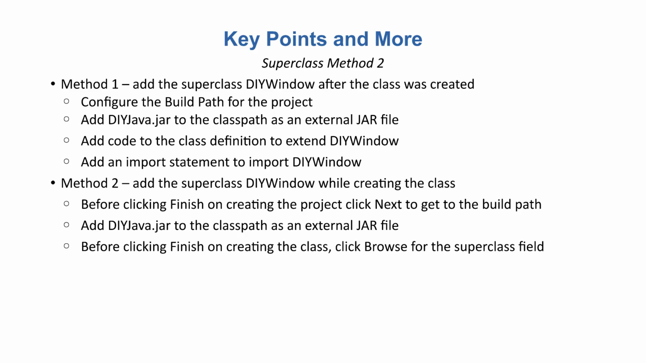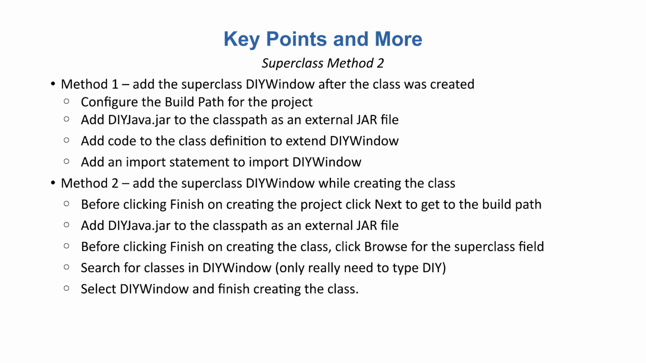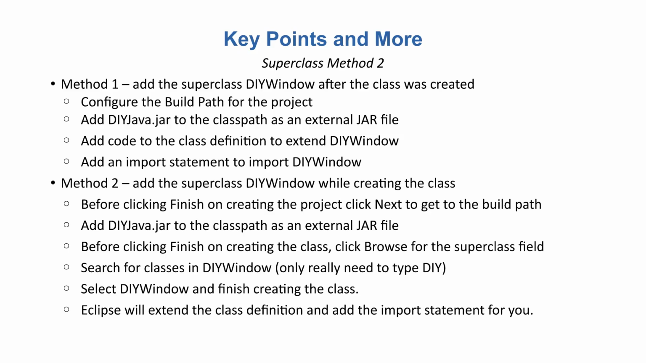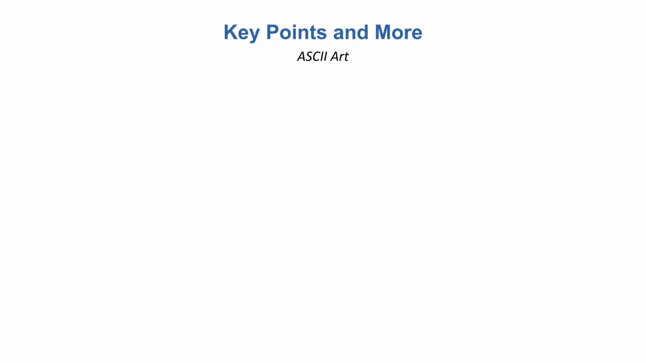Then, when we created the class, we used the Browse button to specify the superclass. This opened a window where we could select the name of the class to use as the superclass. If we typed in just DIY, we saw and selected the DIYWindow class as a superclass option. Then, when we clicked Finish on creating the class, Eclipse already added the code to the class definition to extend our class with DIYWindow and added the necessary DIYWindow import statement.